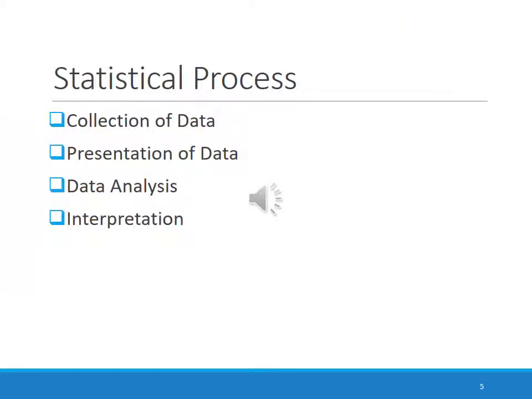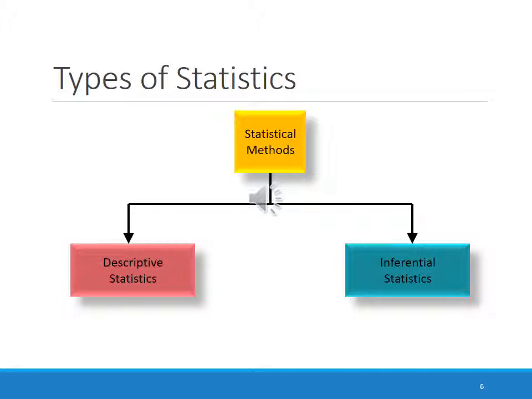That is why, in a typical statistical process, the following 4 stages are needed to go through. 1. Collection of data. 2. Presentation of data. 3. Data analysis. And 4. Interpretation of the results. The next step we need to know is the fundamental statistical methods. There are 2 statistical methods, which are the descriptive statistical method and the inferential method. So let's move on to see what they mean.